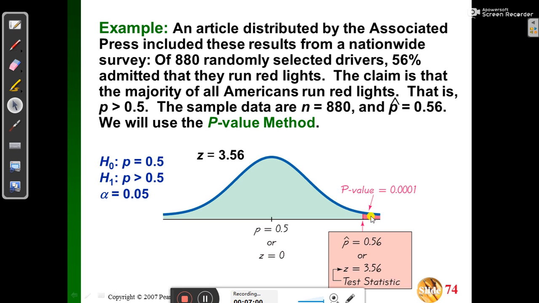So here you can see the sample proportion is 0.56, or we can say z equal to 3.56. That is the test statistic, and our actual population proportion is 0.5, or you can say z equal to 0. So what we calculate from these values is z equal to 3.56, which is way beyond this area.